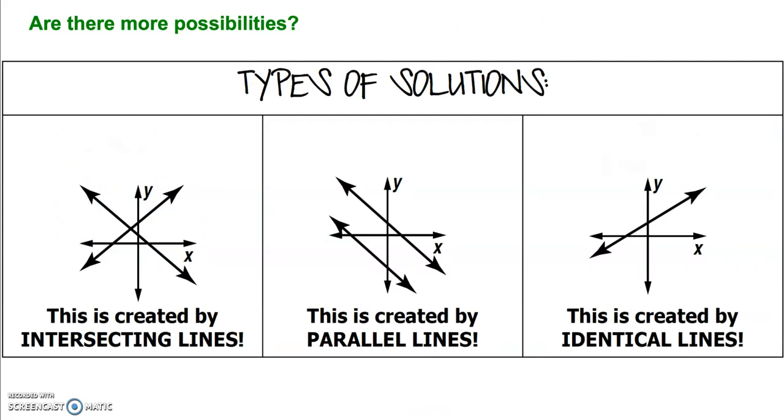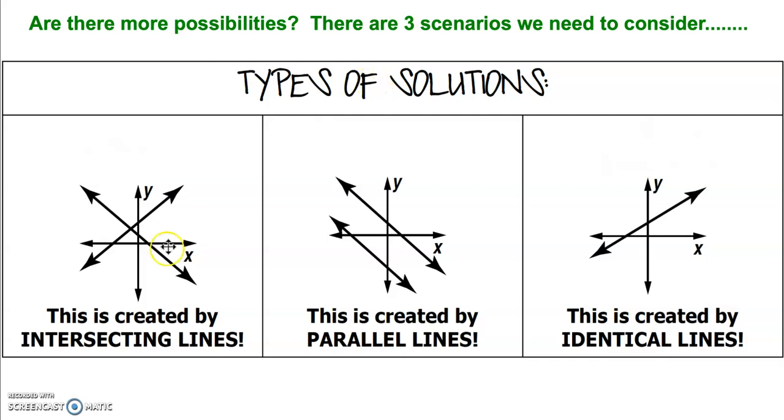Now, what types of solutions can we have? Are there more possibilities than just one solution? There are actually 3 scenarios that we need to consider. So the types of solutions, well, we can have intersecting lines where the point where they cross is our one solution. So we have one solution where those cross.